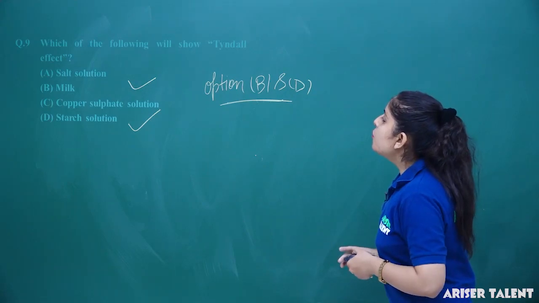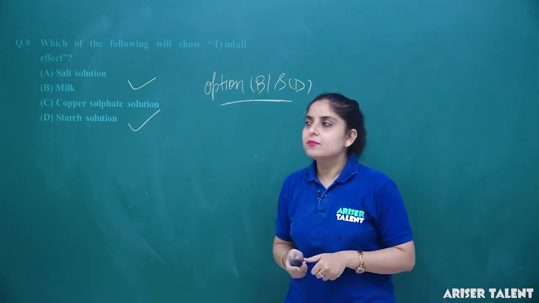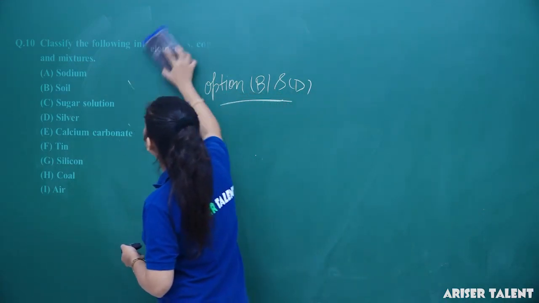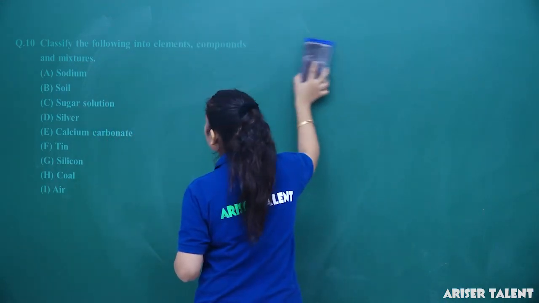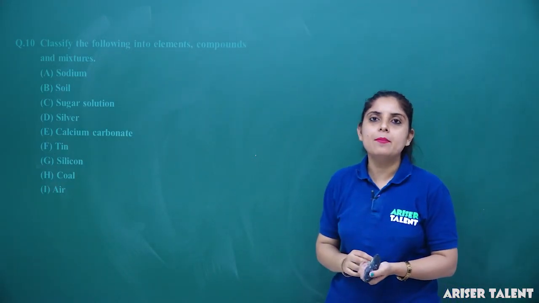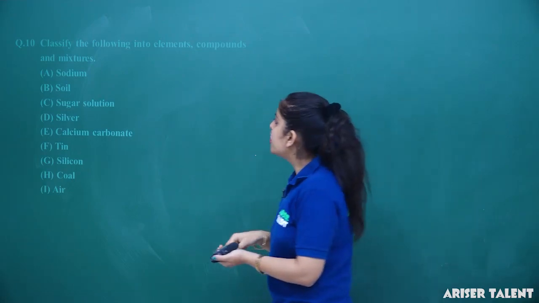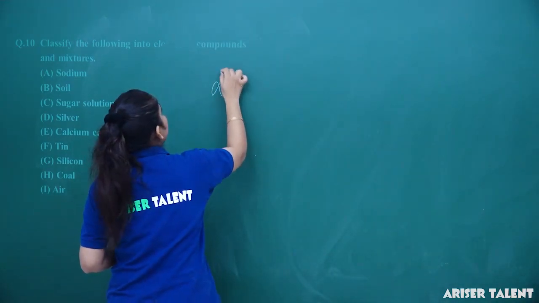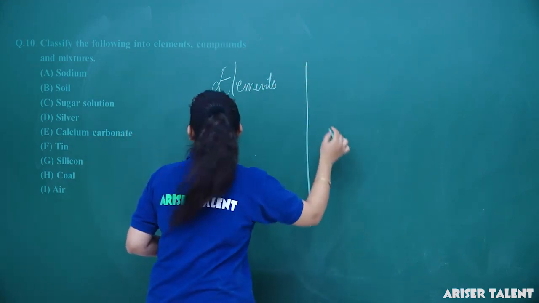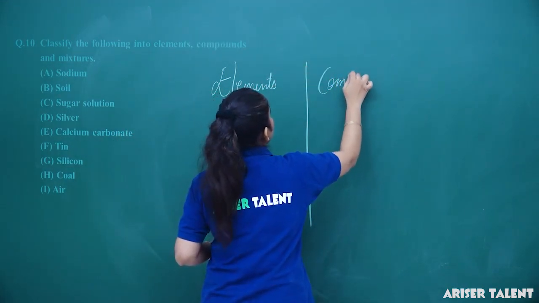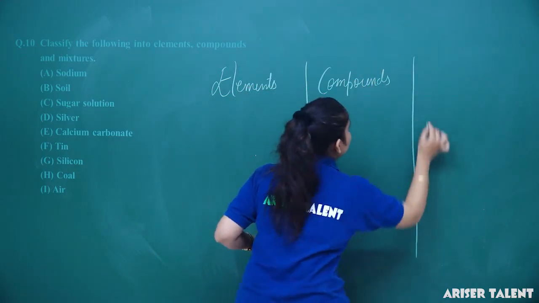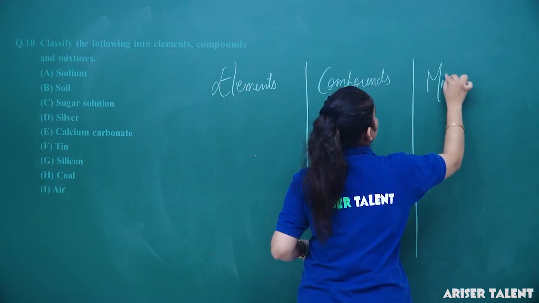Now let's move forward to question number 10. Classify the following into elements, compounds and mixtures. So you are provided with a list of various components and you have to separate them as element, compound or mixture. So we are just drawing the table here. One is for elements, the second one is for compounds, and the third one is for mixtures.